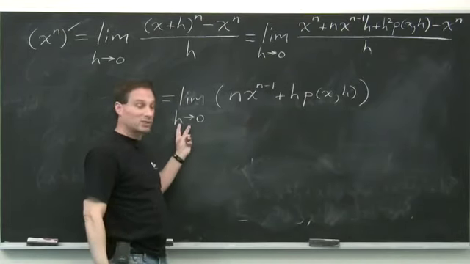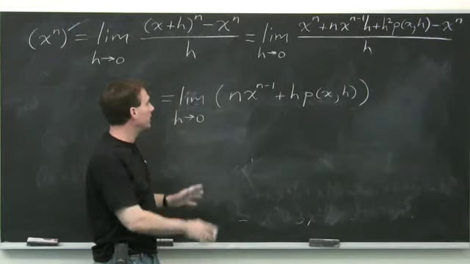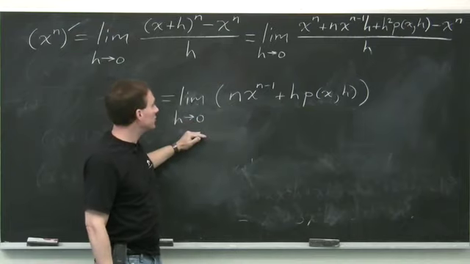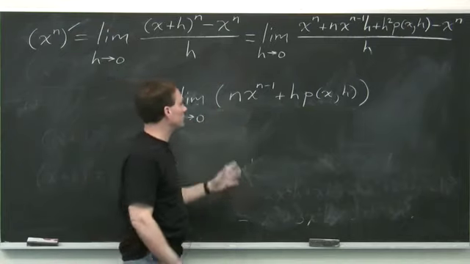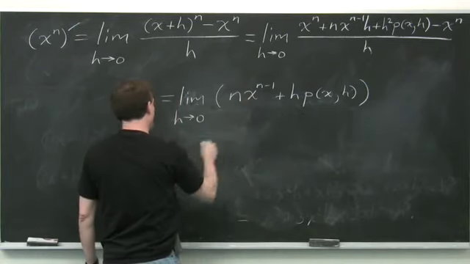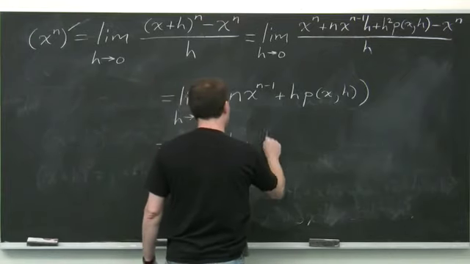h is our variable. It's what's changing here. x is some fixed value, at least while we're calculating the limit. So this is just a constant as far as h is concerned. So we split up this limit as a sum. The limit of this part is n x to the n minus 1. And then you get plus this part.